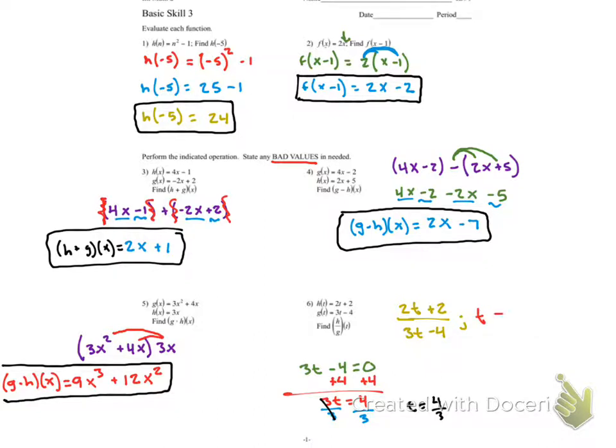t cannot equal 4/3, because if we plug 4/3 into t, that would give us a 0. Right? So 3 times 4/3 minus 4 would give us 0, and we don't want that.